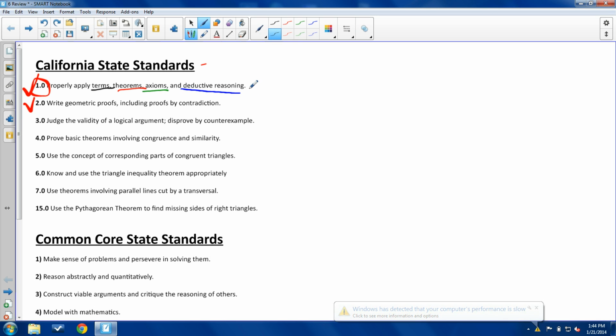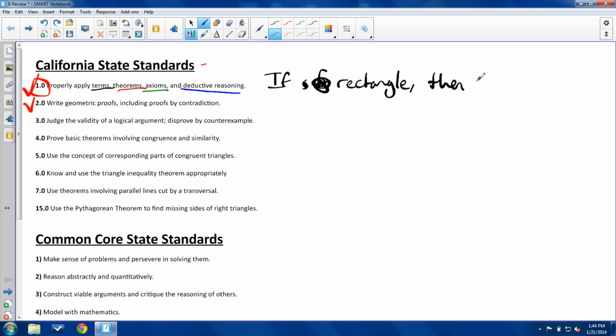Going with conditional, I think we had an example in one of your homeworks. If shape is a, well, let's see. I'm not sure what the actual thing was, so I'll just come up with another one. If your shape is a rectangle, then it's a four-sided shape.